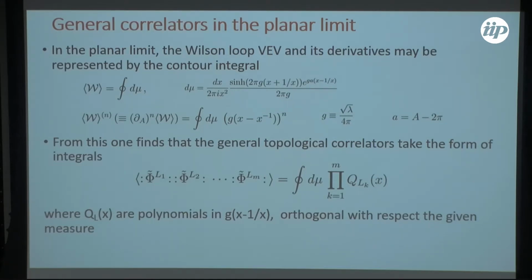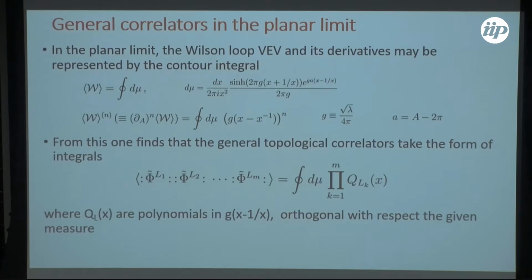But this is a convenient way to write the result, in which you can take the area derivatives in a simple way. They're just given by insertion of these monomials inside this contour integral. Okay, and then if you do this, what you realize is that the correlation functions of any number of these operators can be written as a simple looking contour integral of a product of some polynomials, Q_L, which are polynomials in this variable g(x - 1/x). So you map this general correlation function in this subsector to just some integral of a product of polynomials.